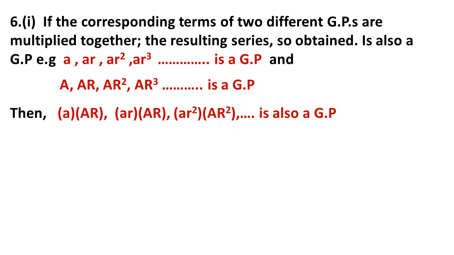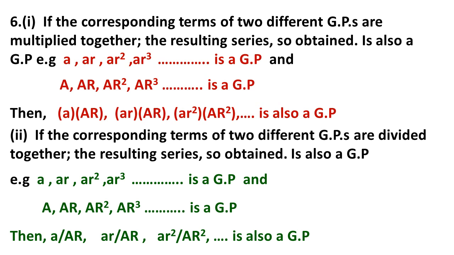Similarly, if the corresponding terms of two different GPs are divided, the resulting series so obtained is also a GP. So these are the main 6 properties which we have to know in geometric progression. Most of the time we will be using these properties in prove-that problems. Okay, let us move on to the exercise problems.